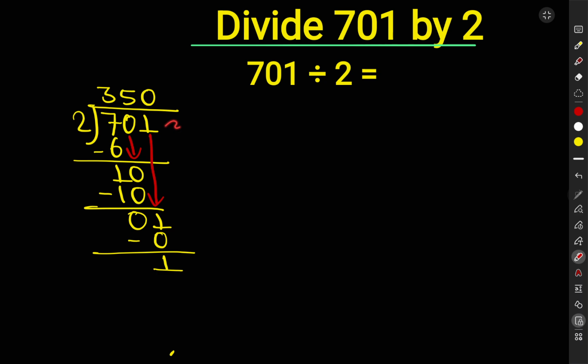So now there is no other number to put down. So we put a decimal here so that we can put 0. So it is 10 and 2 times 5 is 10. On subtracting we get 0. So 701 divided by 2 is 350 decimal 5.